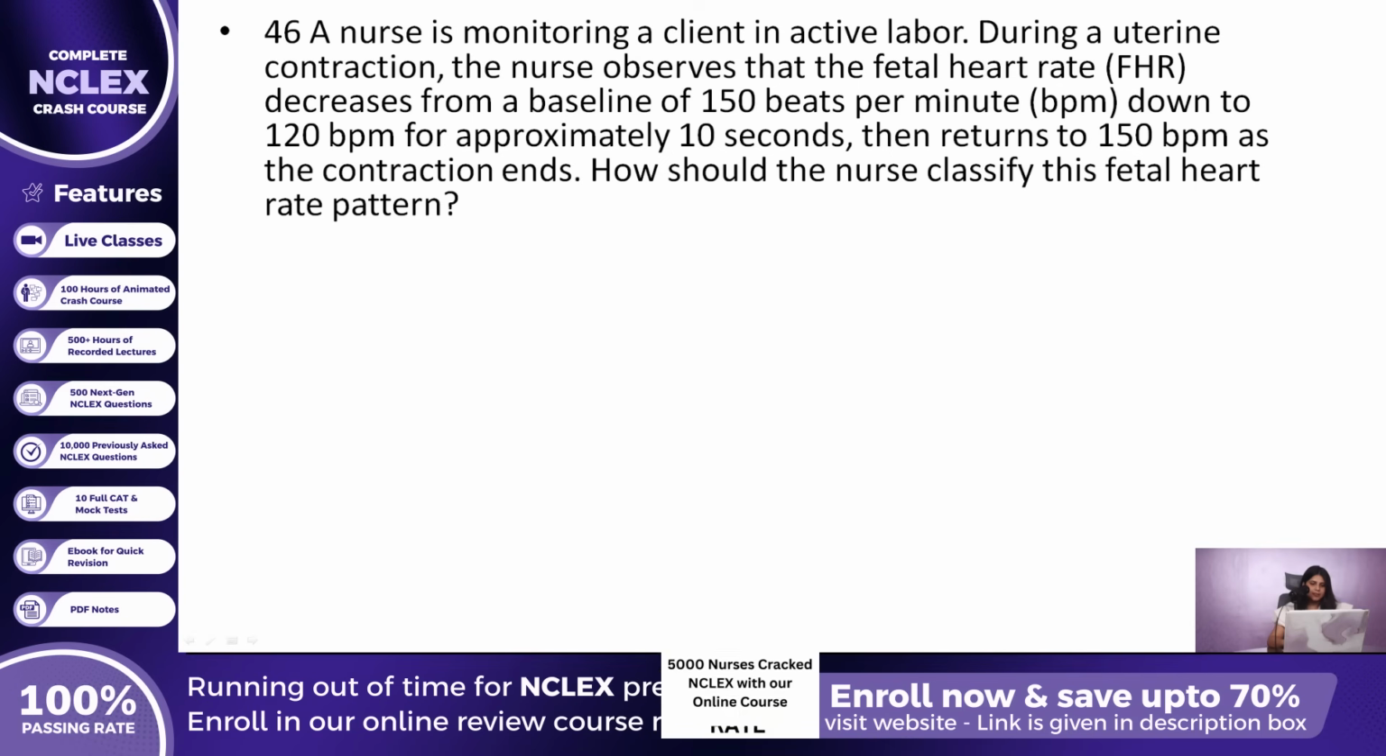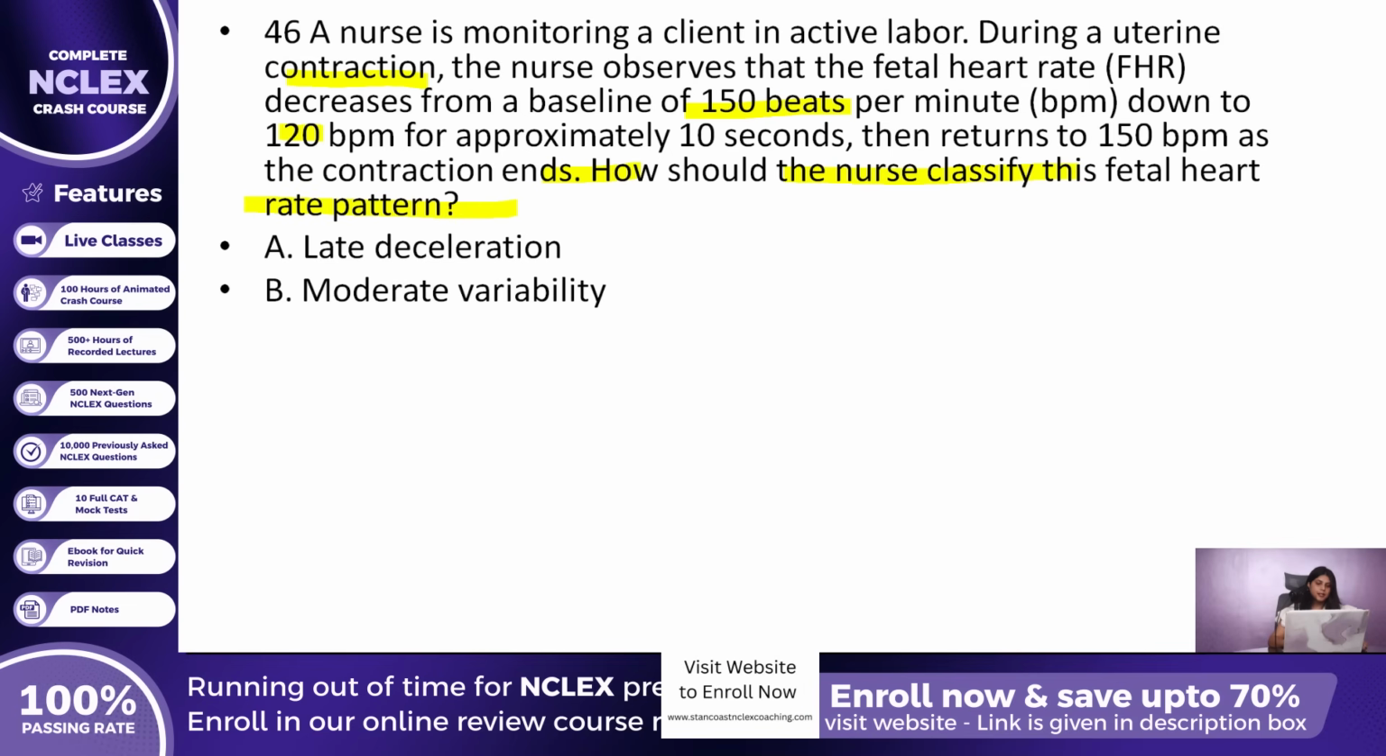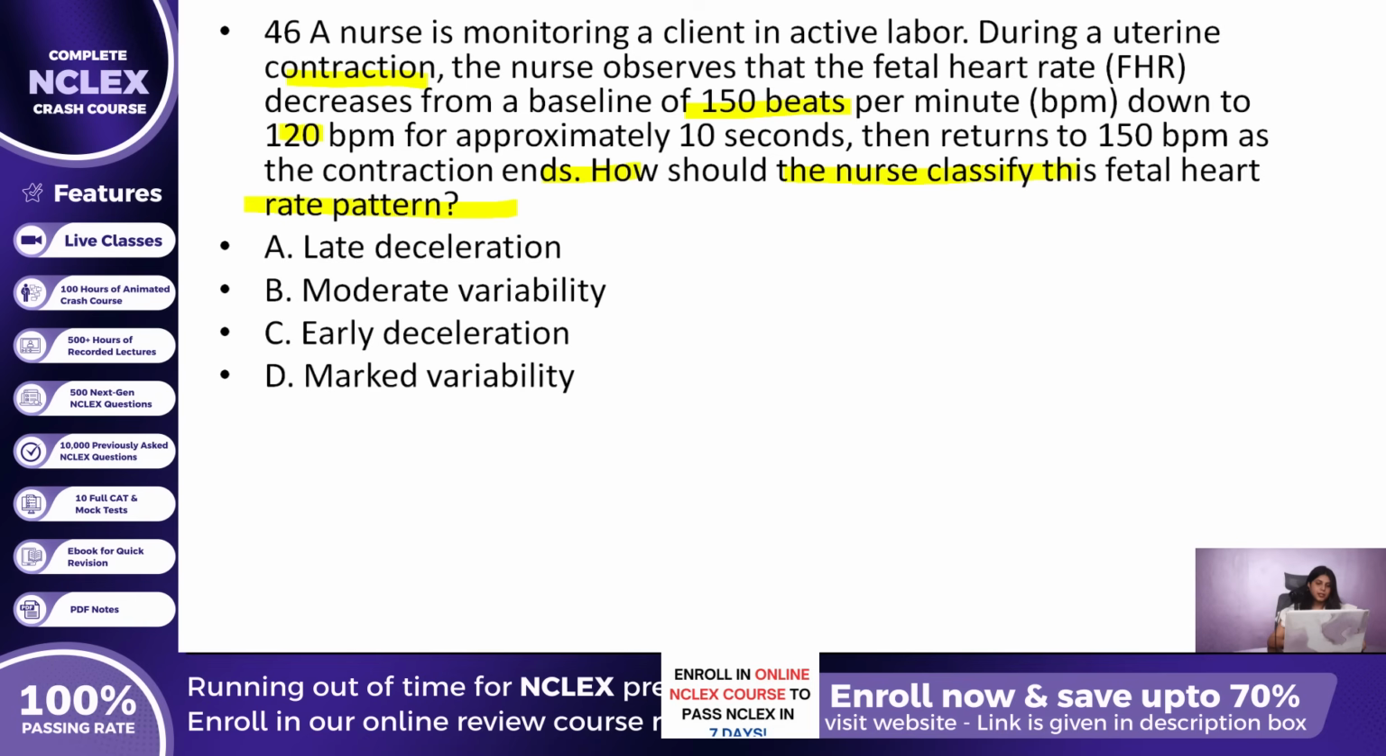Question 46. While monitoring a client in active labor, the nurse notes that during each uterine contraction, the fetal heart rate, FHR, drops from a baseline of 150 beats per minute to 120 beats per minute for about 10 seconds, then returns to baseline as the contraction ends. At this point, it's essential to classify the type of fetal heart rate pattern observed. The options are A, late deceleration, B, moderate variability, C, early deceleration, and D, marked variability.